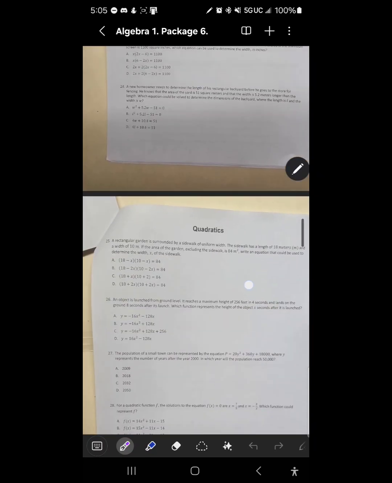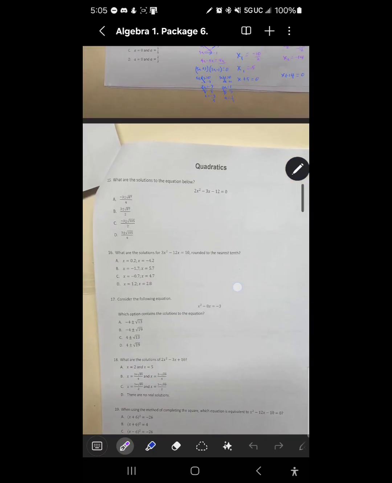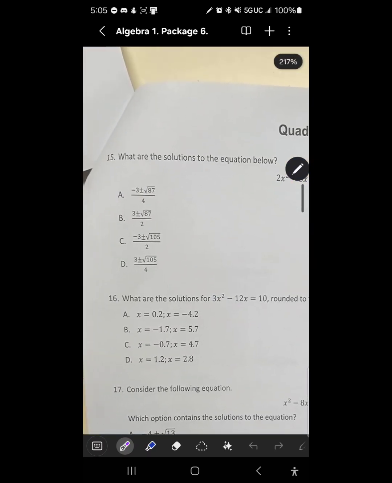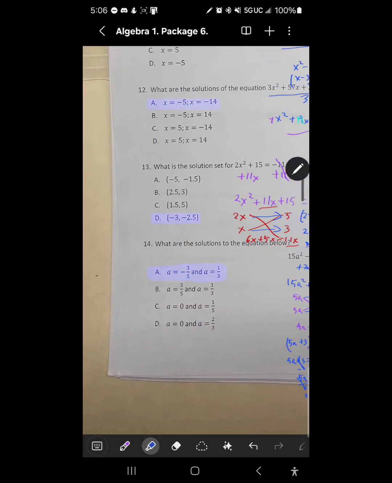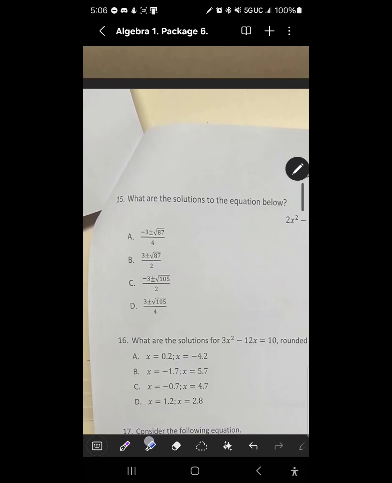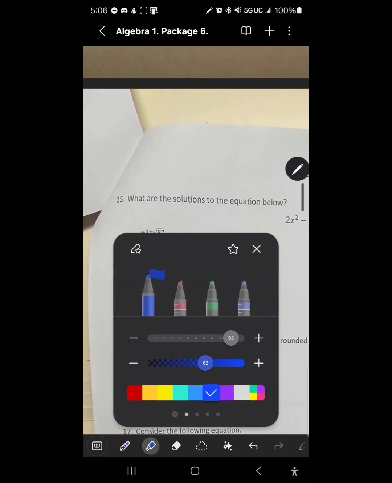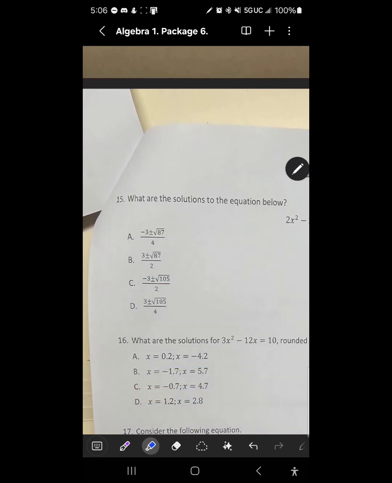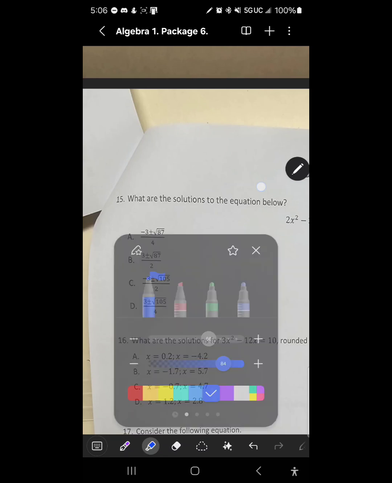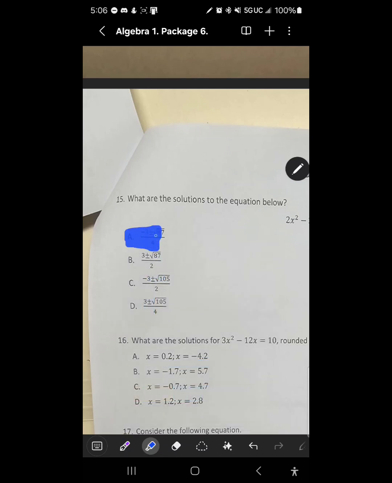This is basically what we have left. Let's see what we can do. So question number 15. What are the solutions to the equation below? Okay. First, when I see these answers, I don't see an exact number. So it's not like the ones that we have done before. So instantly, I know I'm looking at the quadratic formula, because this is basically the quadratic formula.